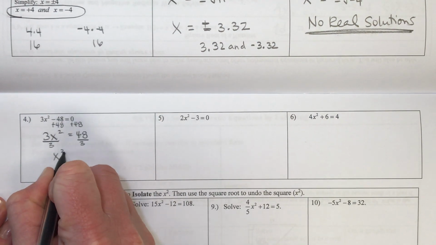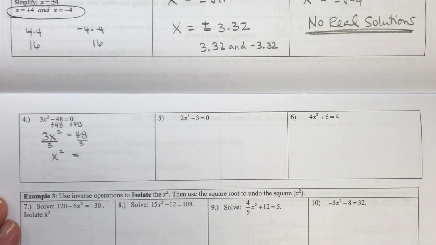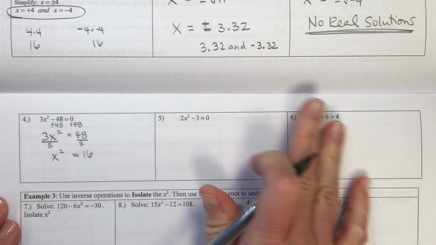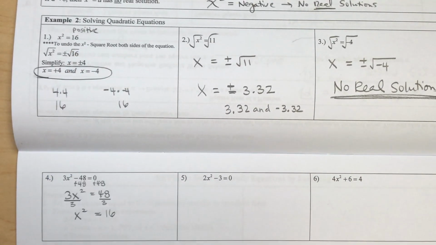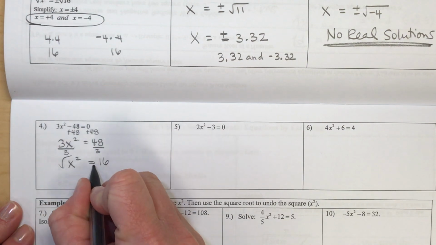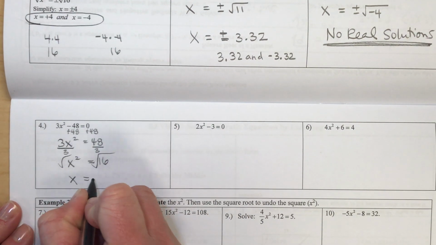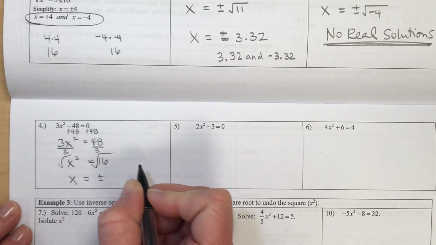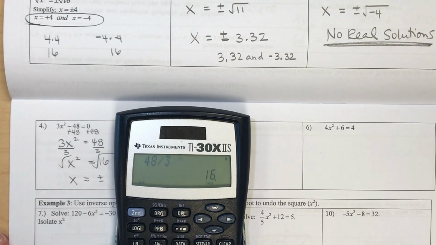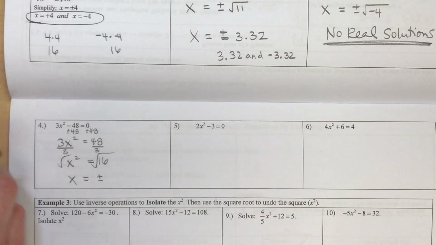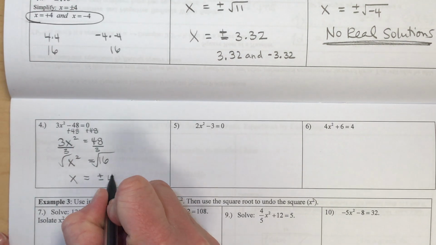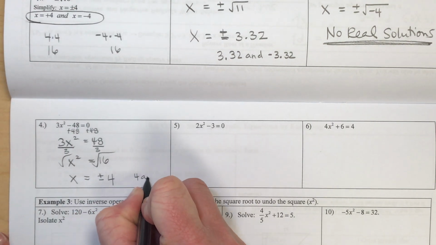So x squared will equal 48 divided by 3, which is 16. And now this becomes the problem that we just did here. Apply the square root symbol. Don't forget to apply to your answer plus and minus. And the square root, I'm just going to show you here on your calculator, square root of 16 is 4. Just don't forget it's really positive 4 and negative 4.